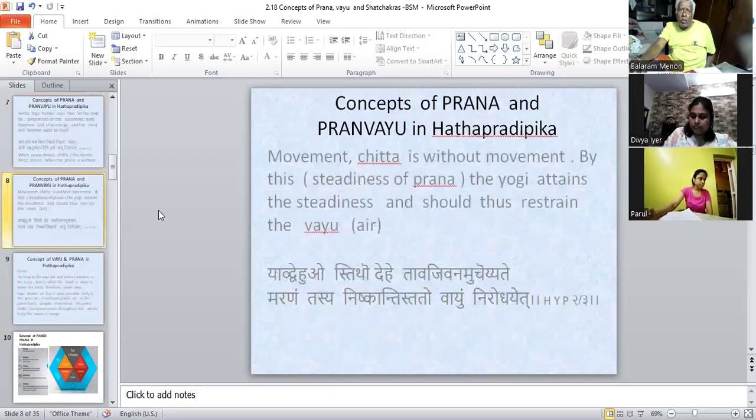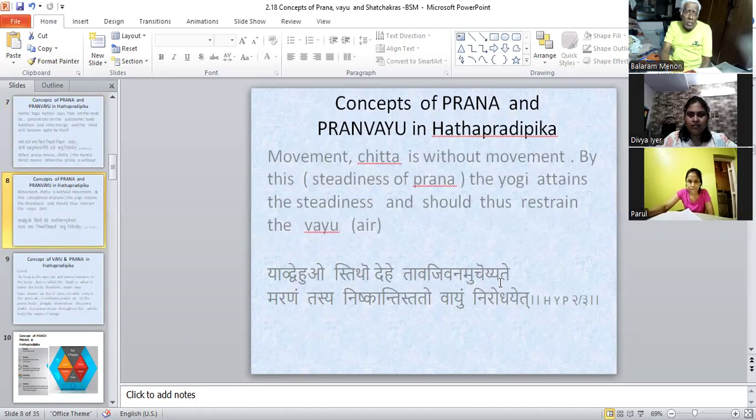Movement of chitta is without movement. By this, a yogi attains steadiness and should thus retain the Vayu. Varun, switch it on and off. Your sound. Oh, yes. Movement of chitta is without movement. By this steadiness, the yogi attains steadiness and should thus retain the Vayu.